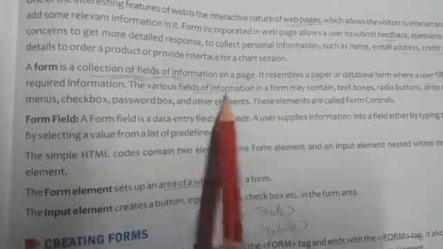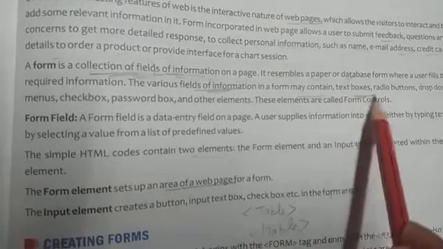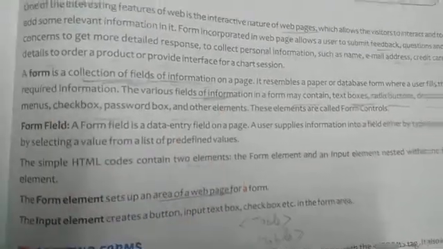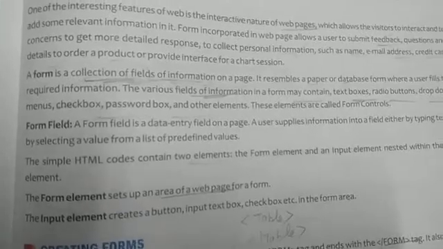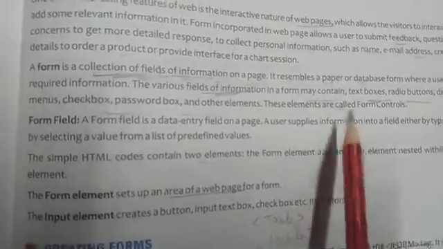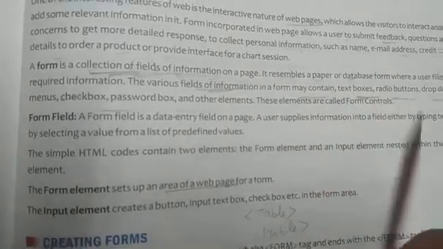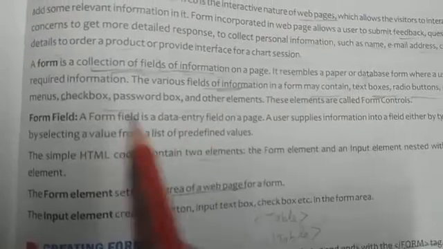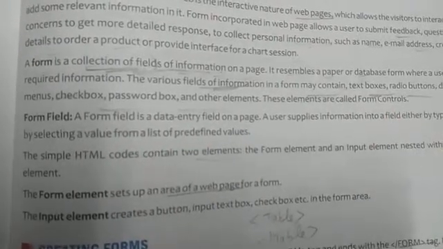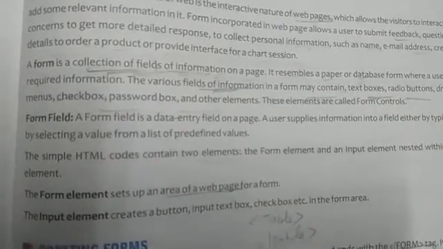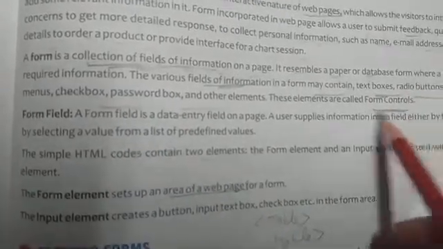The various fields of information in a form may contain text boxes, radio buttons, drop down menus, checkboxes, password box and other elements. Means which type of fields users can use. Users can fill and use text boxes, radio buttons, drop down menus, check box, password box, and these are all called form controls. Yes, these text boxes, radio buttons, drop down, password box, what do we call all of these? Form controls.